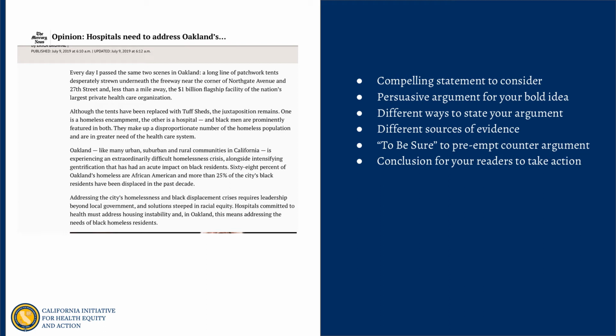And then I include some statistics as another way of conveying the point of the seriousness of this issue and the disproportionate impact that it has on African American residents in the city of Oakland. And so by telling a story and including the statistics, I attempted to present a point and different types of evidence that hopefully would be credible and compelling to the readers.